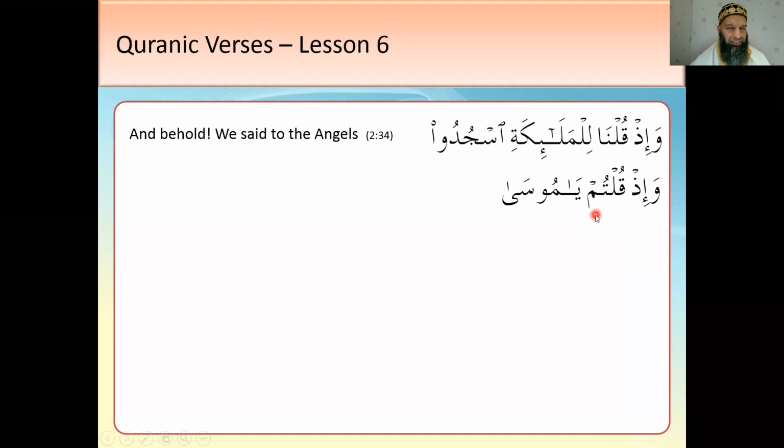Not, they all said. That's qalu. Qalu is they all said. You all said, qultum. Qultum, you all said. Ya Musa. Ya means O. So, and behold, you all said, O Musa. The translation says you said, but you can't get the depth in English. It's not you said, it's you all said. Qultum is you all said. Qulta is you said. But you have to make it sound right in English, so you just say you said. But it's really you all said.